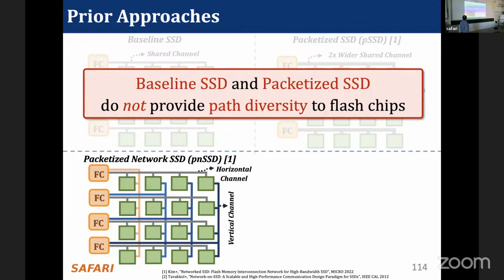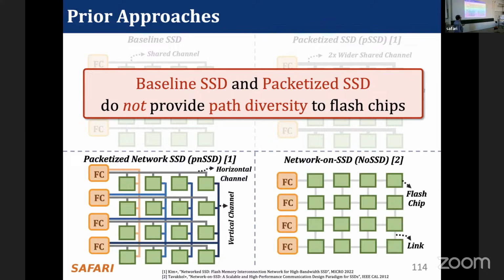This is also another design, like a packetized network SSD, that has been proposed in this network SSD work. They added vertical channels together with horizontal channels. So now every flash chip is connected to flash controllers by 2 paths, and they actually reduce the likelihood of path conflicts, but they couldn't really fix it fully.